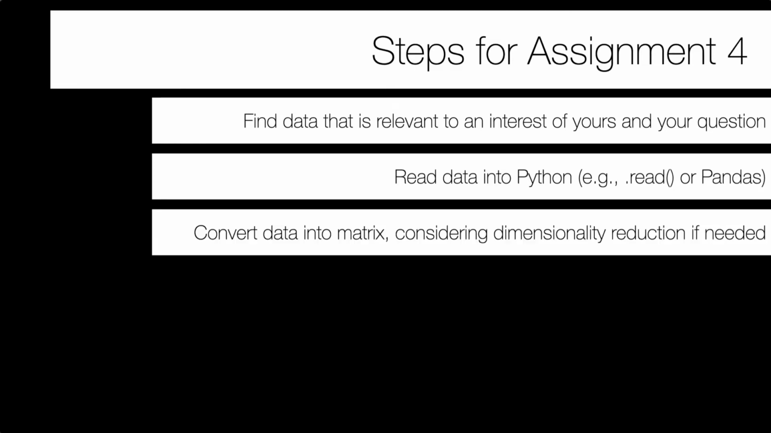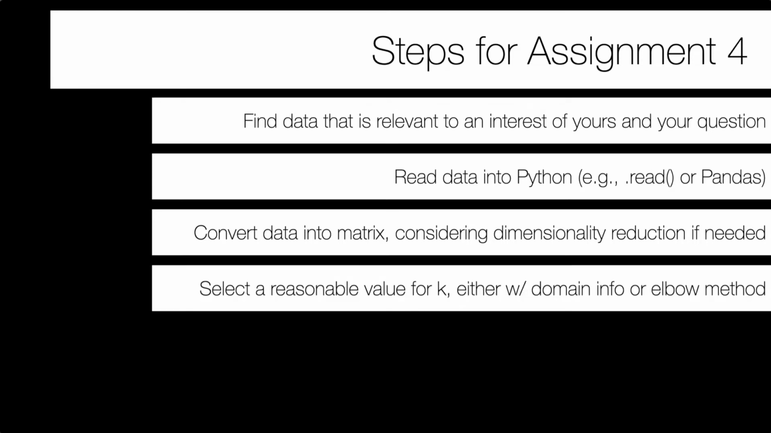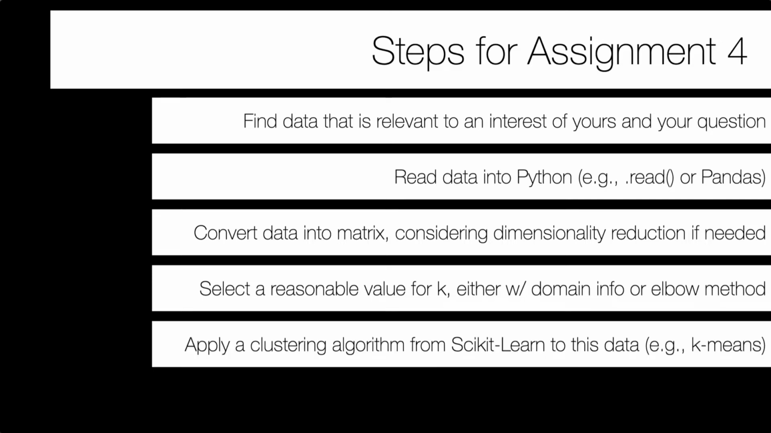Convert that data into a matrix. If you want to use dimensionality reduction, you should explore that from the PCA or SVD examples from the previous module, because that will help you if you're trying to optimize a particular K value, but it's not required. Select some reasonable value for K, and explain why you came up with that value, using either domain information or the ELBO method. It's a thing we'll talk about next week.